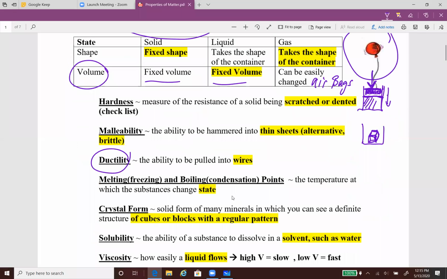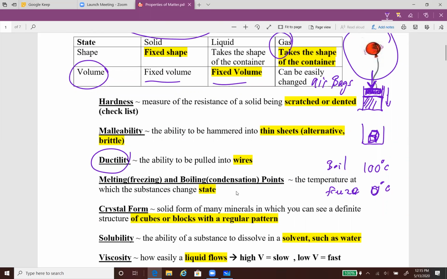Melting and boiling, same thing. If I have, for example, water, and I know water at a certain pressure, like our regular standard pressure we're used to, will boil at 100 degrees Celsius, and it will freeze at 0 degrees Celsius, right? But again, when you boil water or you freeze water, it doesn't change the particle. It just changes the state. So if you boil it, you convert it into a gas. And we said what a gas is. It's something that takes the shape of the container, something that you can easily change its volume.